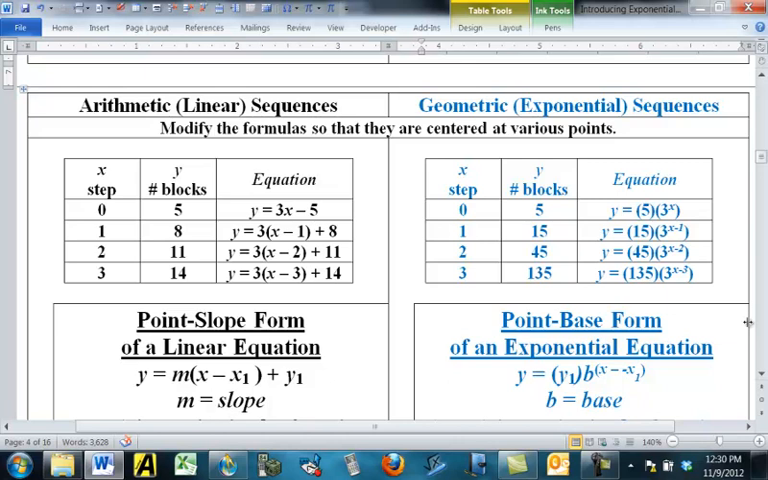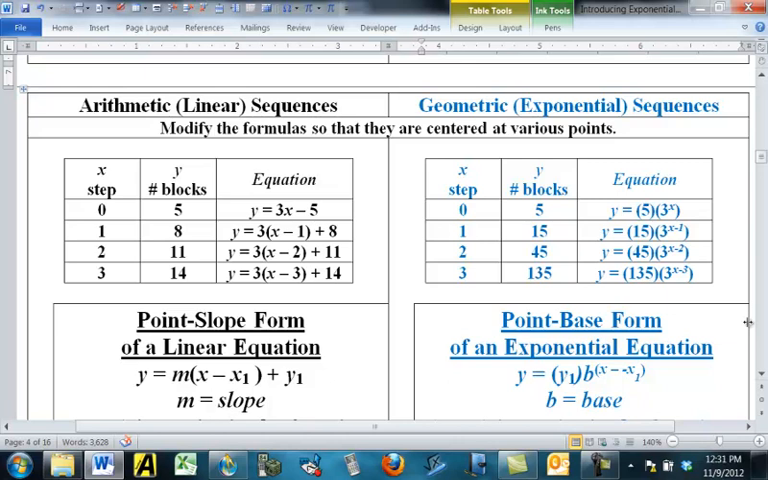If you use the distributive property to expand that out, you get y equals 3x minus 3 plus 8, which reduces to y equals 3x minus 5. So you see that it is the same equation in a different form. It doesn't matter whether we center at 1, 8; you could also center it at 2, 11 or 3, 14, and you can see that.